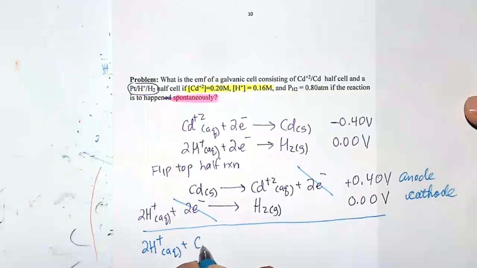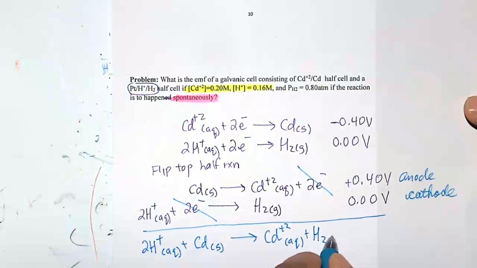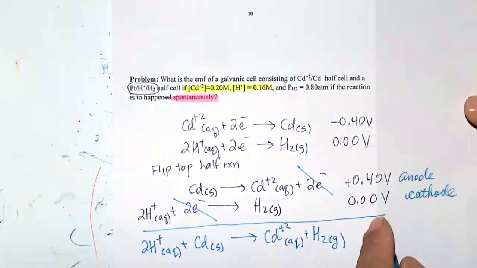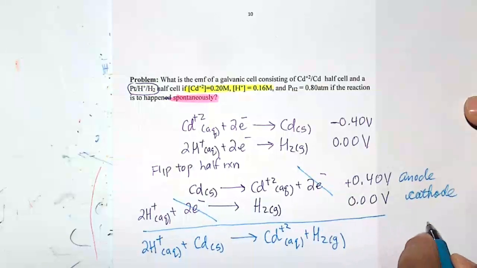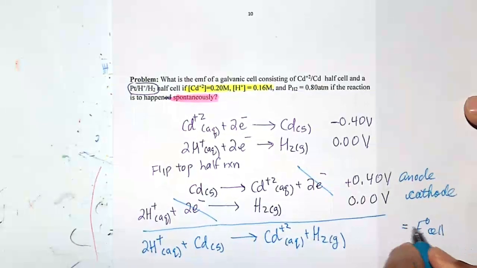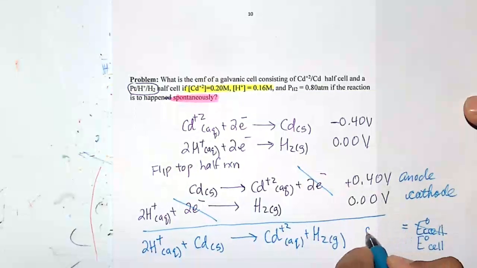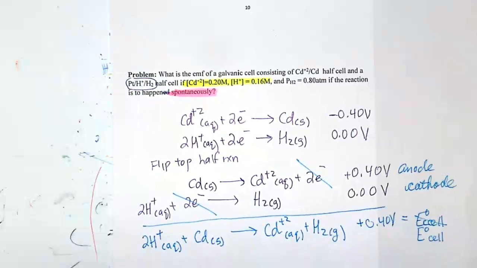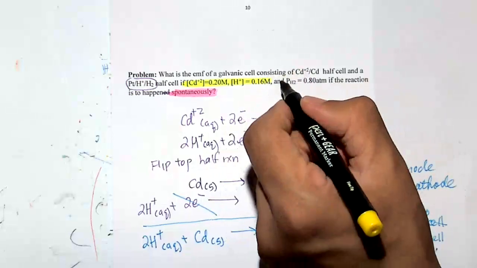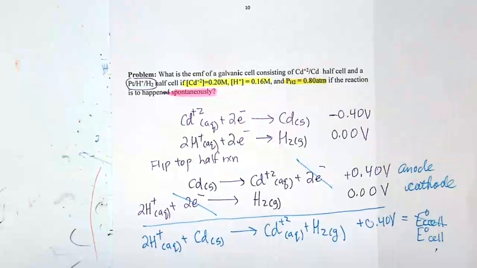2H+ (aq) plus Cd (solid) goes to Cd2+ (aq) plus H2 gas. Okay, this is Ecell now, cathode and anode, and this Ecell has become 0.40 volts. That is at standard state, but we are not at standard state. We're at this state where the cadmium is 0.2, the hydrogen is 0.16, and the gas is 0.8.